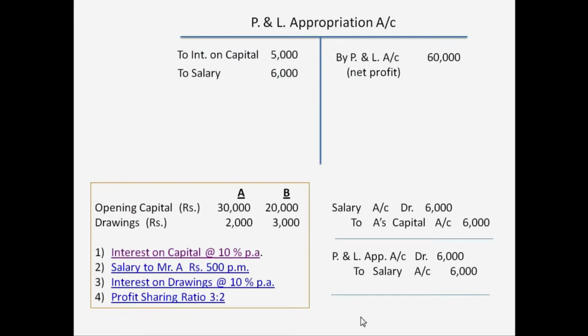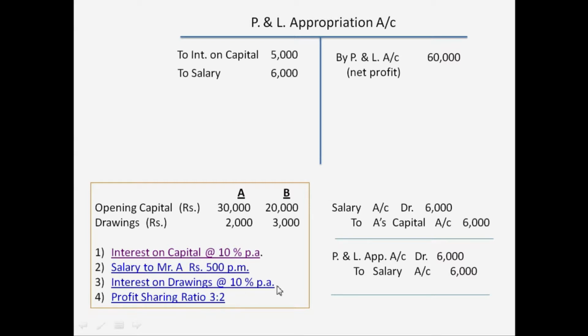Now the third provision is for interest on drawings at the rate of 10% per annum. So the firm will charge interest from A and B on their drawings. A's drawings is 2,000, B's drawings is 3,000. So now the firm will charge interest on these drawings at the rate of 10% per annum.